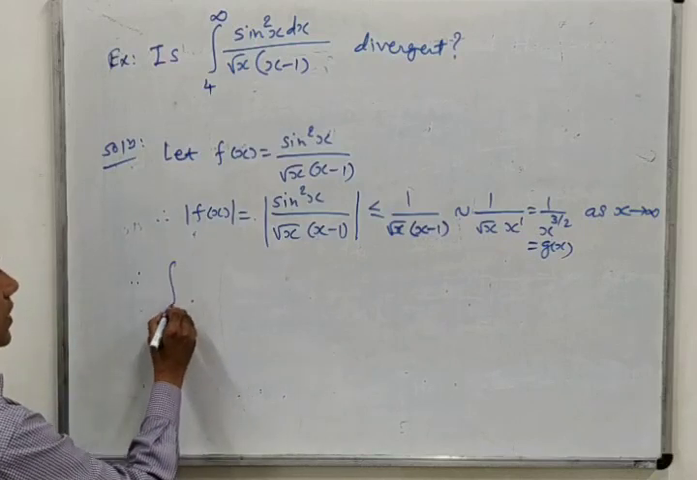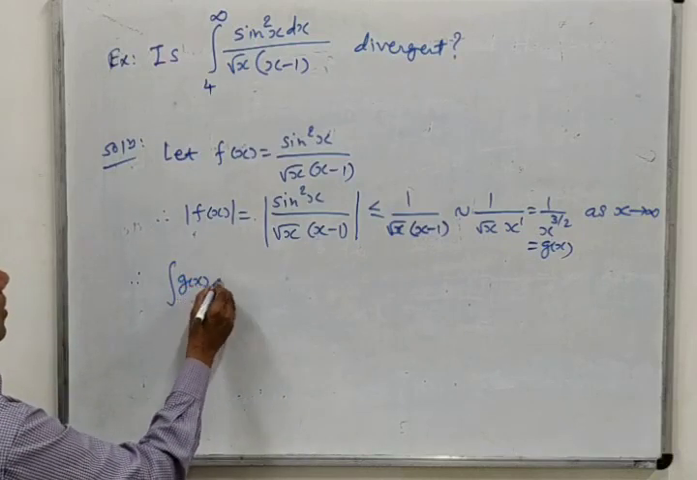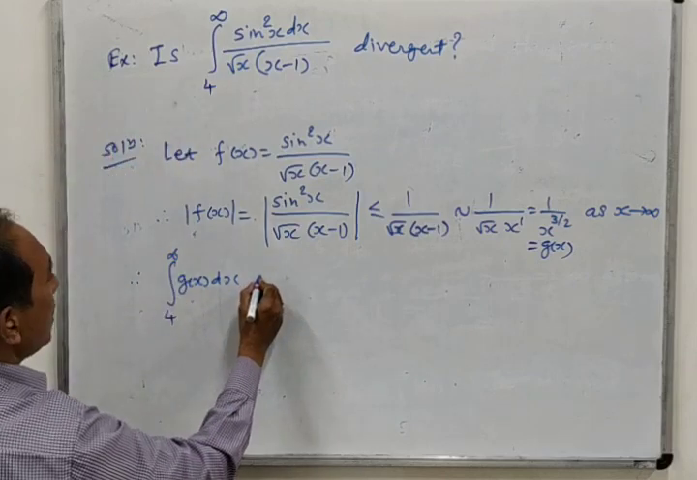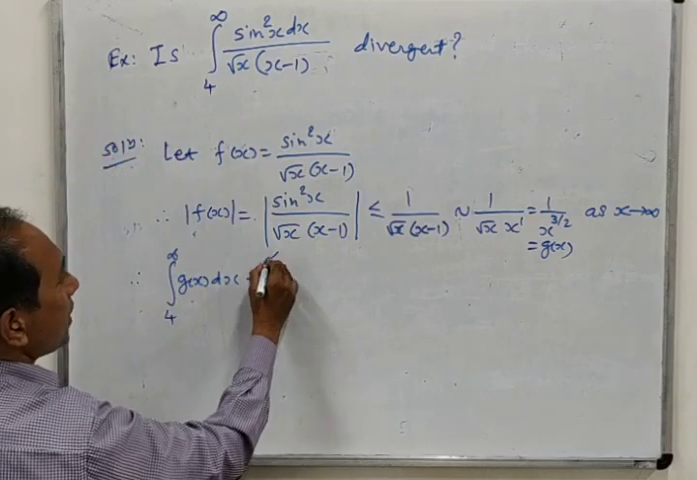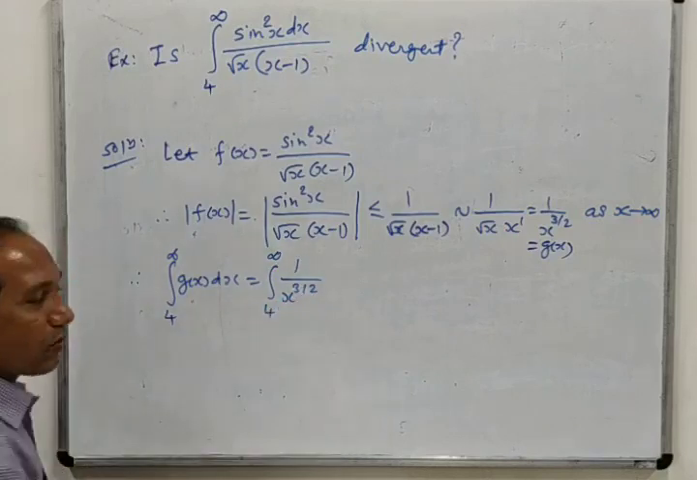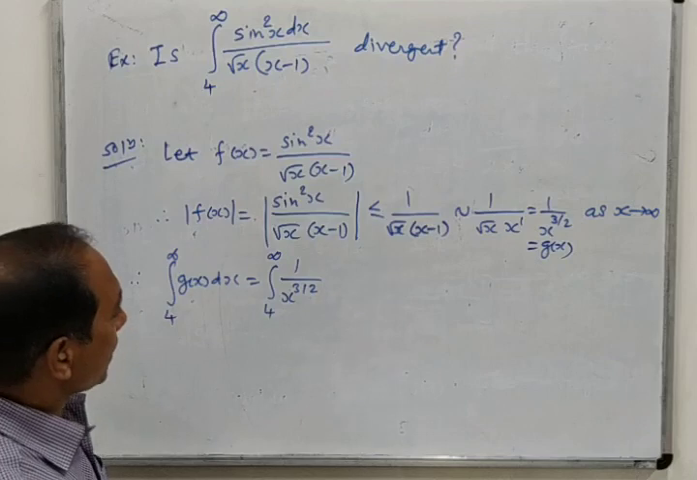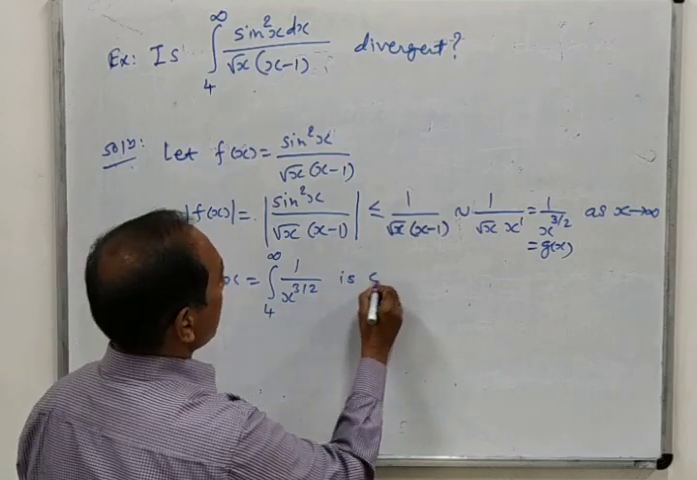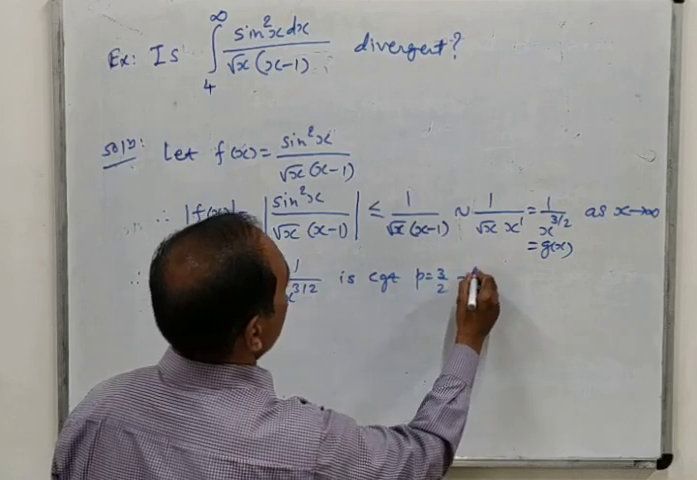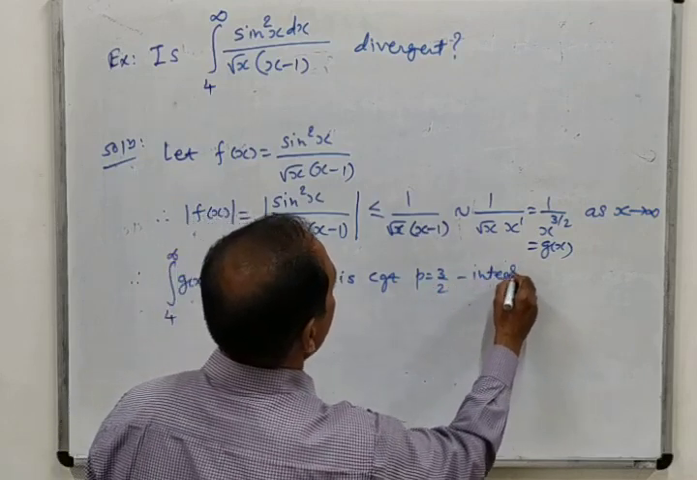Therefore we have integration of g(x) dx, and the limits are the same, 4 to infinity of 1 upon x raised to 3 by 2. Here p equal to 3 by 2 and it is greater than 1. So it is a convergent p integral, with p equal to 3 by 2 greater than 1.